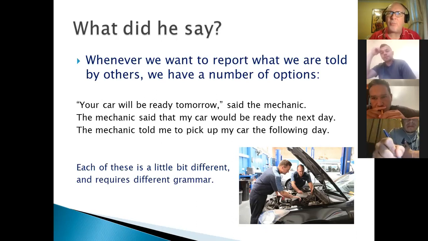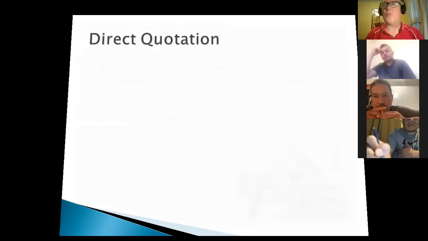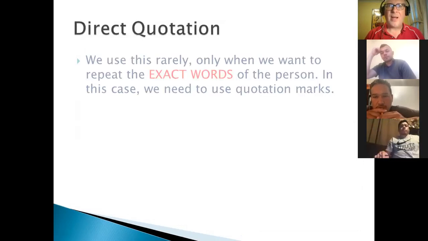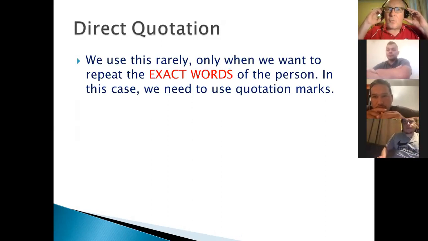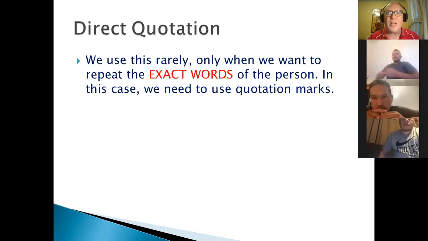Okay, now the first one I'm going to talk about is the one that we never use when we're speaking because it's all about punctuation. And that is direct quotation, right? We use this rarely, only when we want to repeat the exact words of the person, right? If you change any of the words, we're not going to use quotation marks, right? And we rarely do that unless I'm writing a newspaper story or something like that, or I'm quoting from a book or an article, right? I only use this when I need the exact words. And in this case, we need quotation marks.